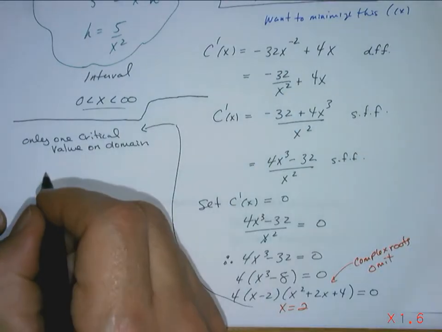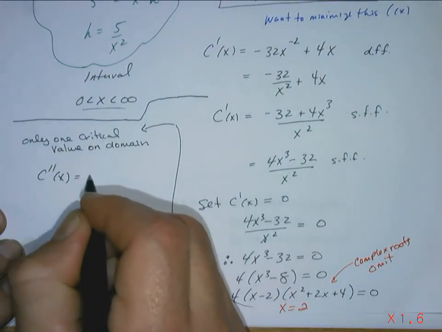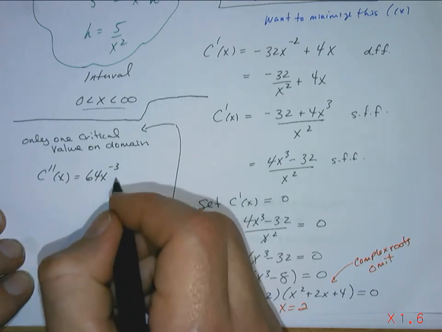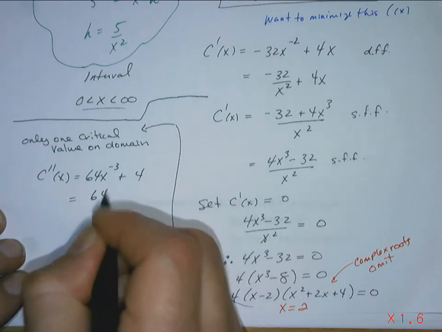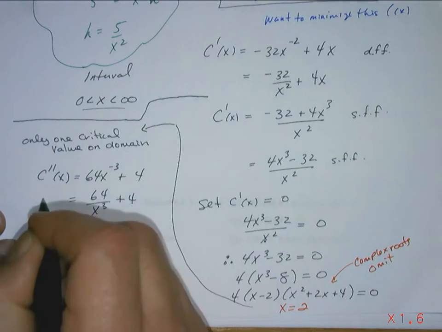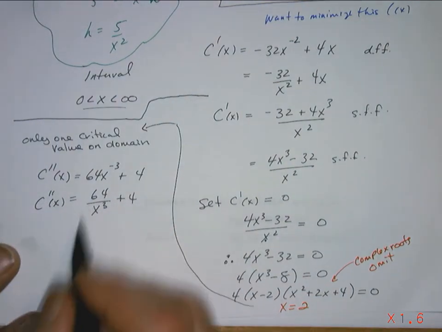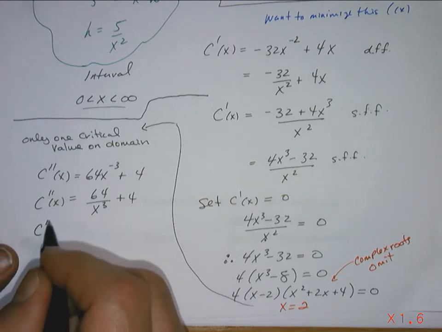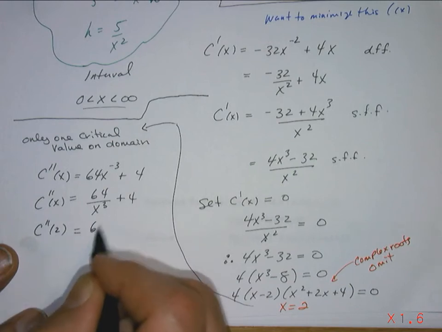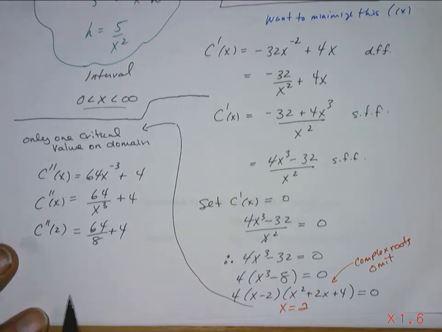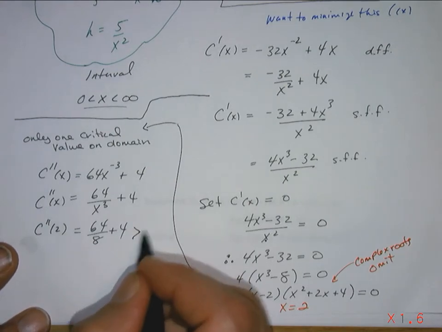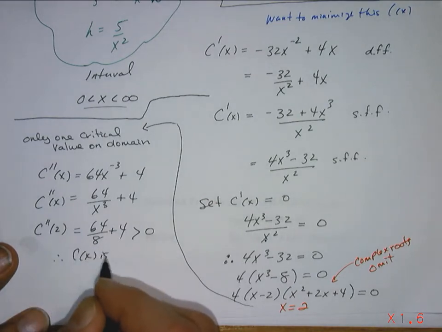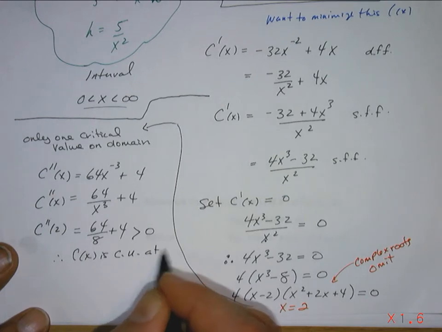So the second derivative is going to be 64 x to the minus 3 plus 4. So it's 64 over x cubed plus 4. Now we don't really care about the entire thing. We care about it at a particular point. We want to know if it's concave up or concave down right at x equals 2. So we put the 2 in. You'll get 64 over 8 plus 4. And to be honest with you, I don't really care what the value is. I only care that it's greater than 0. That means that C of x is concave up at x equals 2.